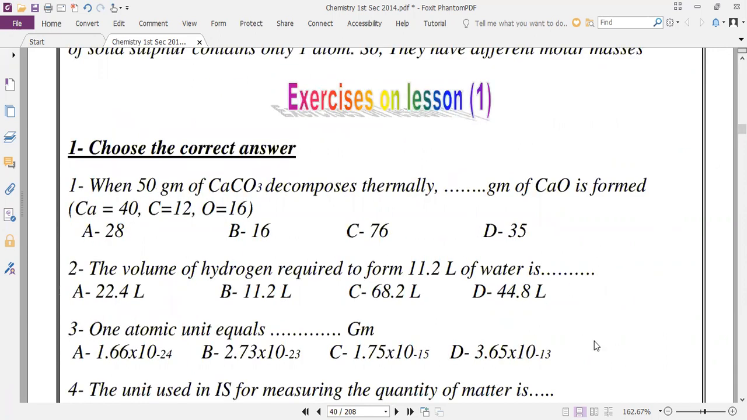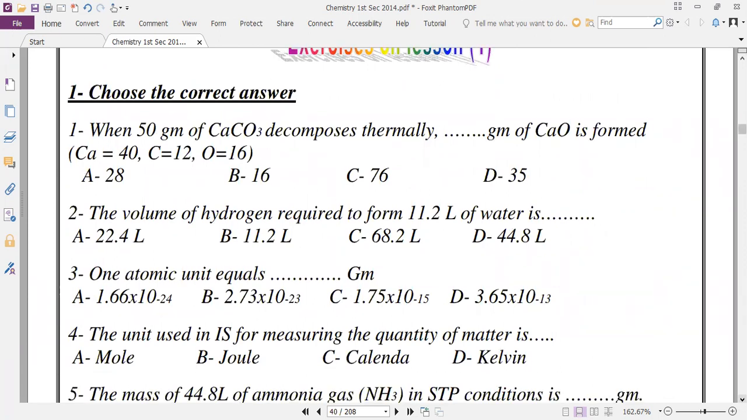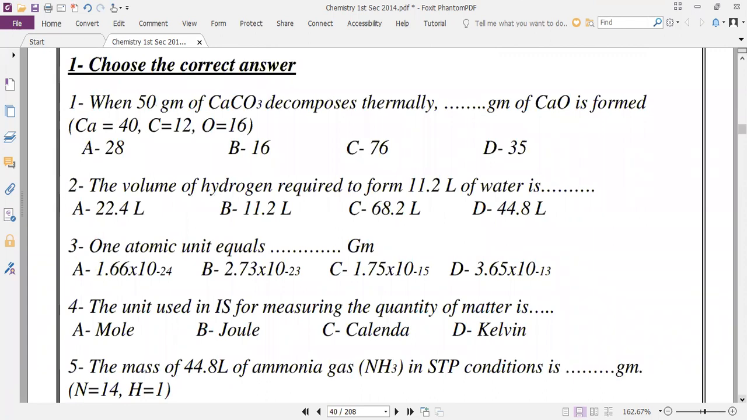Okay, Mariam. Question number 1. 150 grams of calcium carbonate decomposes thermally. What grams of calcium oxide can be formed? So first, we must make the equation, right? It will be equation number 8. Yes, 28. Known for you?